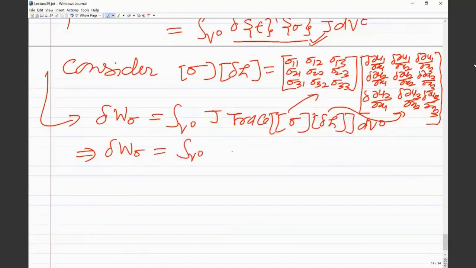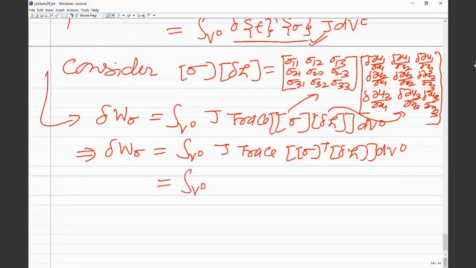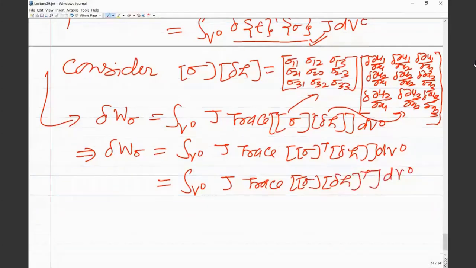So this I can also write as delta integration over reference volume J times trace of sigma transpose into delta H into dV naught, because sigma is anyway symmetric. And this can also be written as integration over V naught J into trace of sigma into delta H transpose. All will give you the same thing, delta H transpose into dV naught. So I want to stop here, and if you have any doubts and questions you can ask.